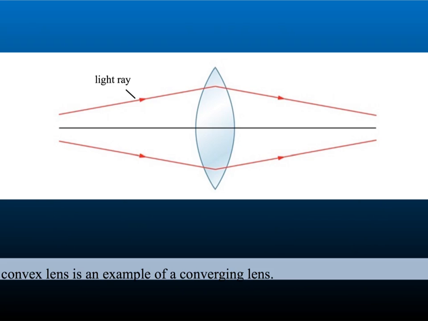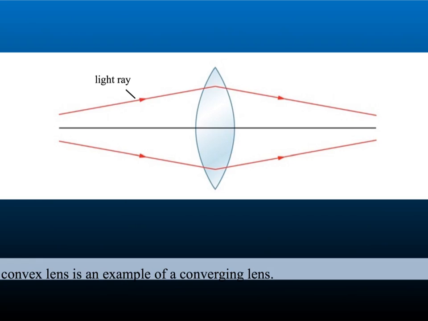A convex lens is an example of a converging lens, which means that as the light rays pass into the lens, they are refracted so that they will eventually converge and cross the principal axis. This will give a focal point.